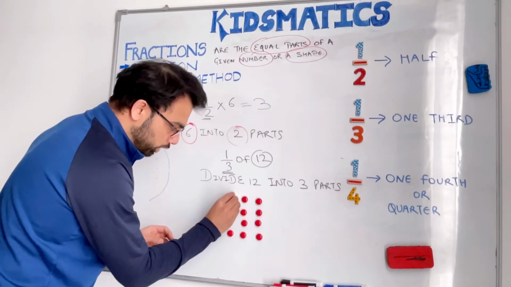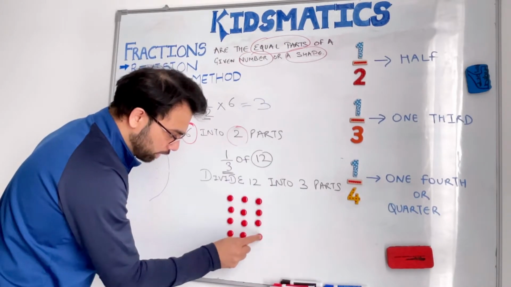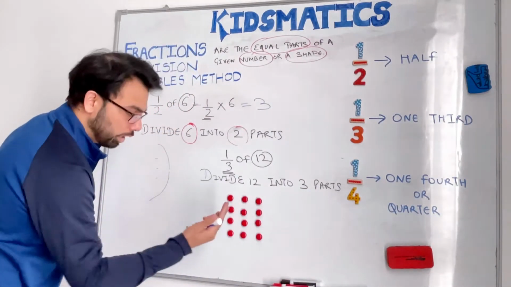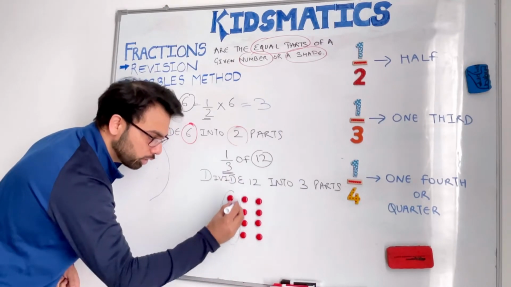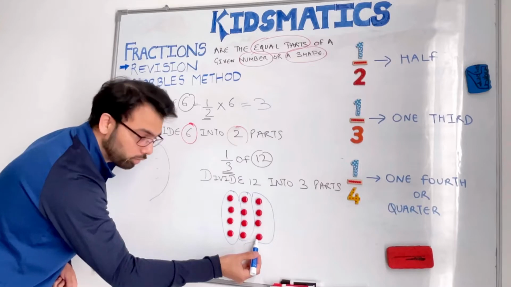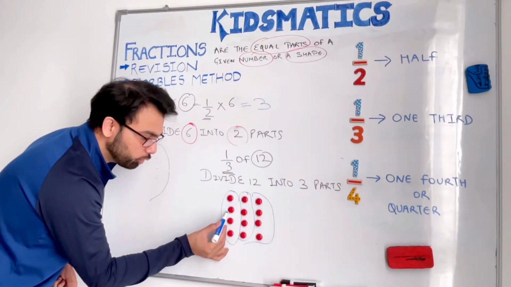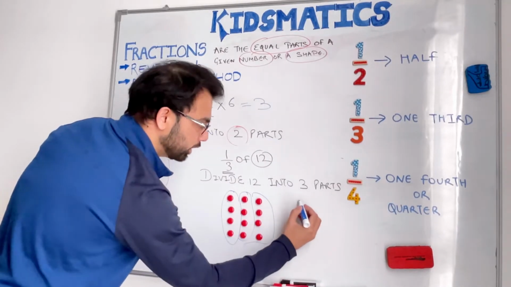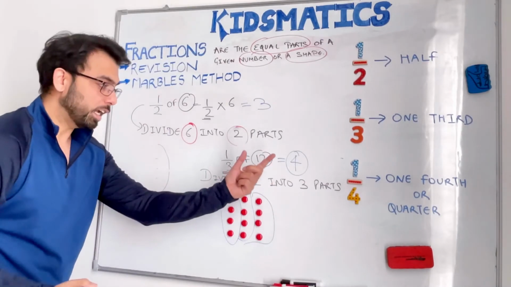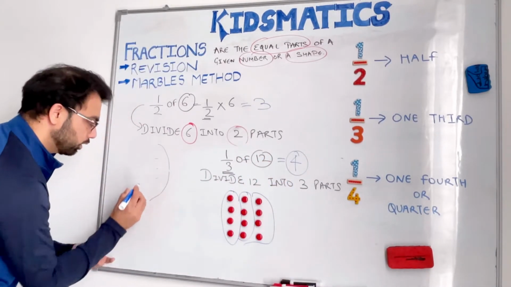Do we have a total of 12? Yes, let's count: 1, 2, 3, 4, 5, 6, 7, 8, 9, 10, 11, 12. Yes. Okay, so now what do we have? We have 3 equal parts. This is one part, this is the second part, and this is the third part, right? And how many marbles in each part? 1, 2, 3, 4, which means the answer is 1 by 3 of 12 equals 4. And when you try to do the similar thing with the lines method, how are you going to do it?